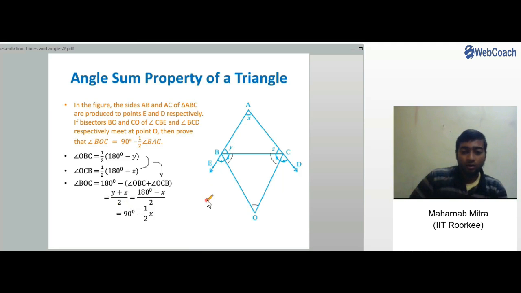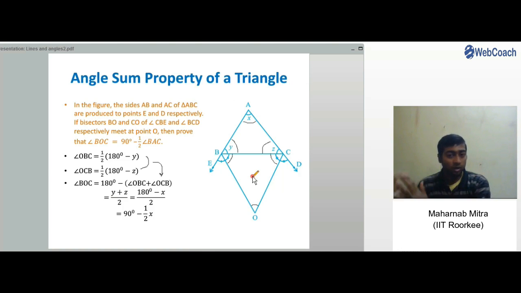Because if we want to get x, we need to subtract the sum of y and z from 180 degrees, right? Because x plus y plus z equals 180 degree. Therefore y plus z must be 180 degree minus x, right? 180 degree minus x will be y plus z.